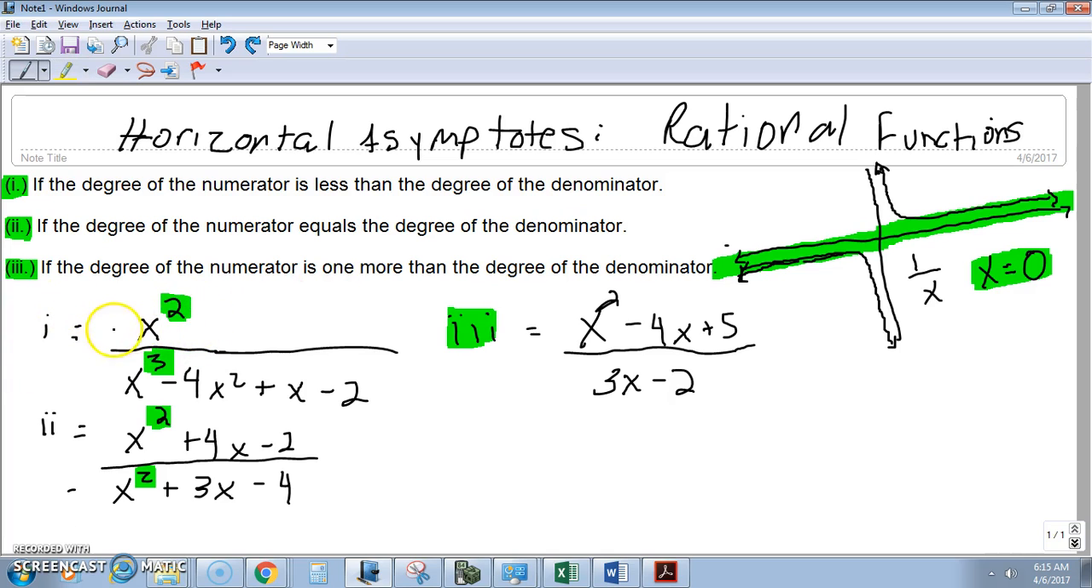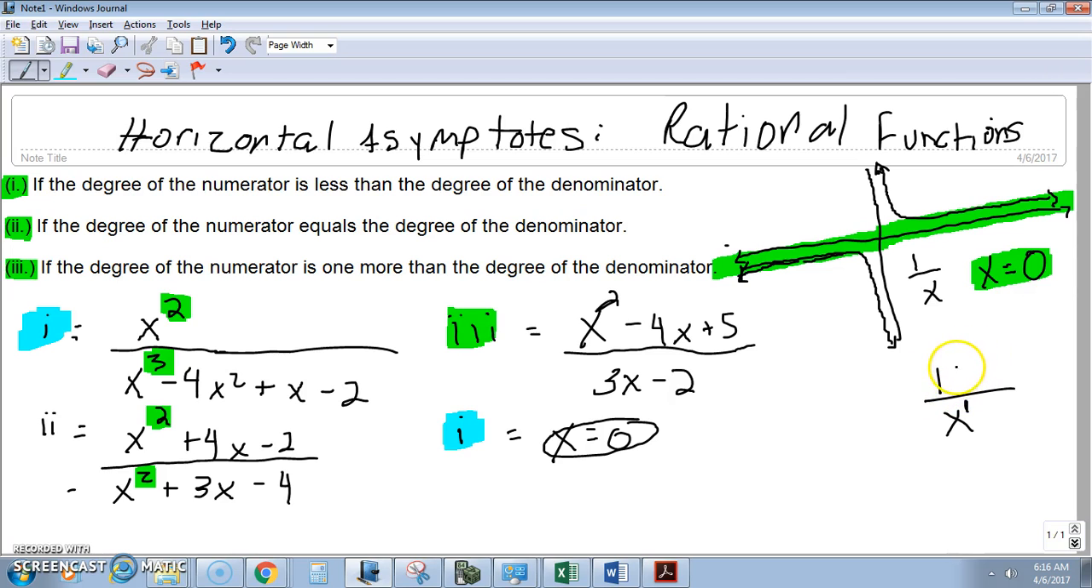For the first one, where the degree on the numerator is less than the degree on the denominator, your horizontal asymptote, let's do blue for this, is always going to be x equals 0, okay? Just like our parent function, the degree on the numerator is less than the degree on the denominator. The degree on the denominator is x to the first power, right? And the degree on the numerator, well, it doesn't actually have one.